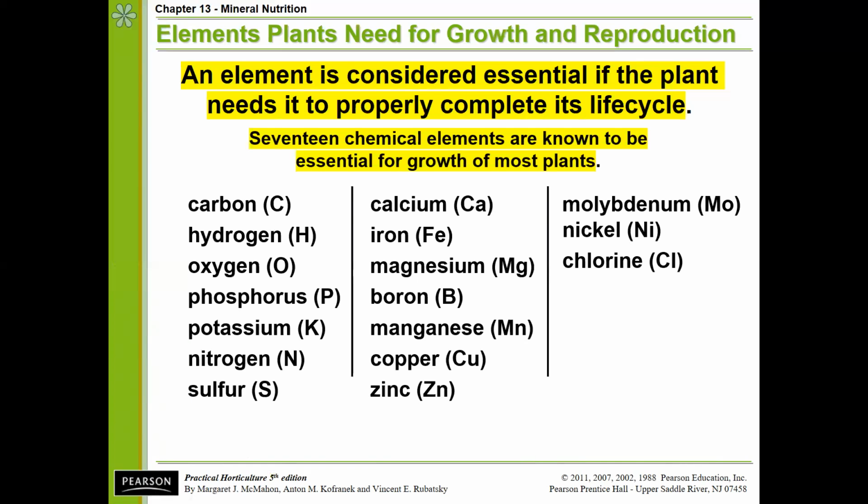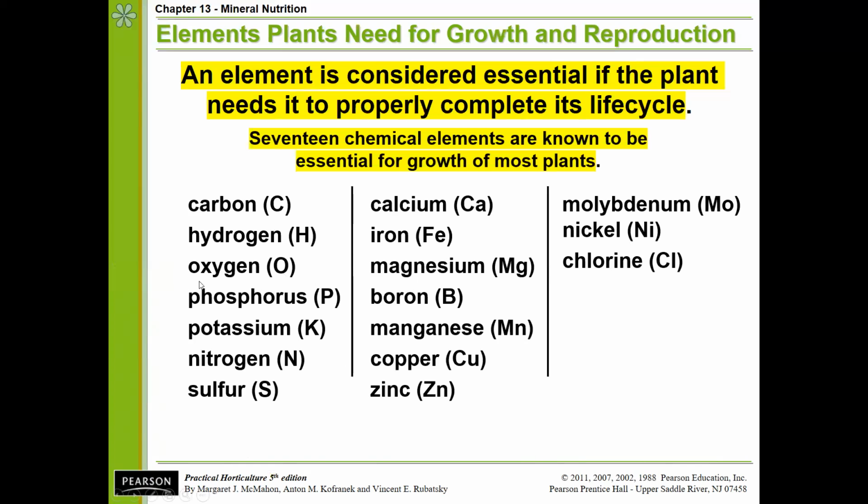But if you're growing a vegetative crop, like lettuce, for instance, you don't necessarily have to have all 17 essential elements because you're harvesting it before it completes its life cycle. So 17 essential elements for plants to complete their life cycles. And these are divided into particular areas.